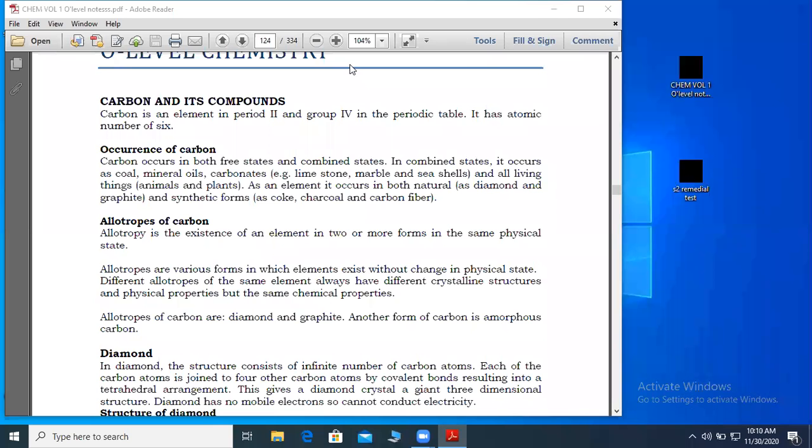Examples of carbon in our daily life. Charcoal, the charcoal you are using to cook at home, is carbon. Another example is here.